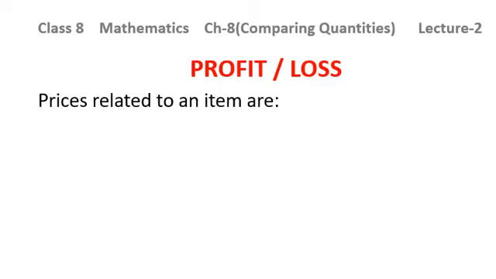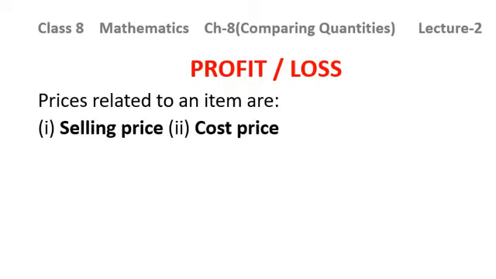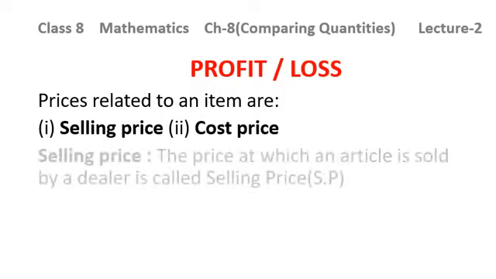Children, there are basically two prices related to an item: selling price and cost price. Whenever you go to a shop, you and the shopkeeper are both dealing with these two types of prices. Now let us see what selling price is and what cost price is.